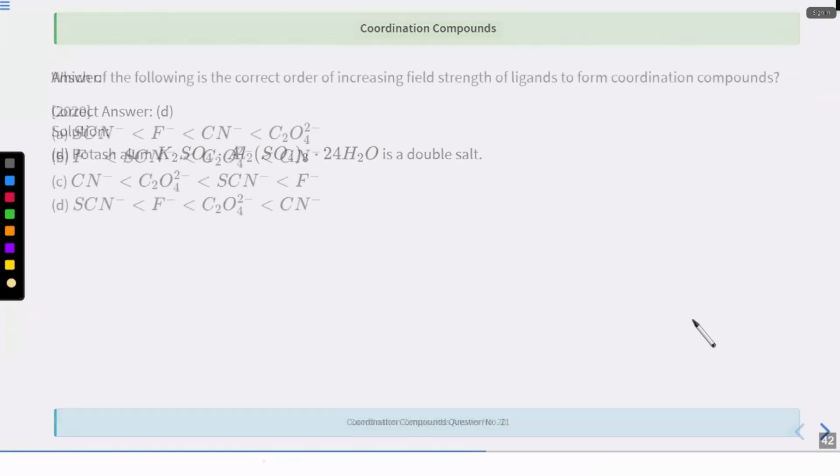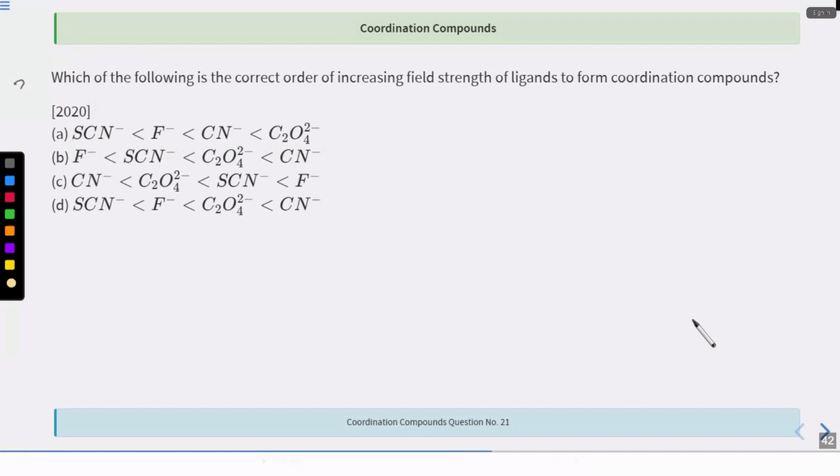Moving ahead with question number 21. Which of the following is the correct order of increasing field strength of ligands to form coordination compounds? So basically, there's a table out there in the coordination compounds from where you can get the order of field strengths. So basically, you need to tell the increasing order of the field strength in the coordination compounds. Okay, so let's see.